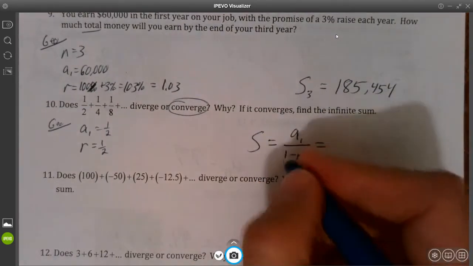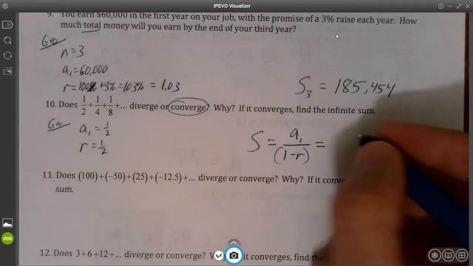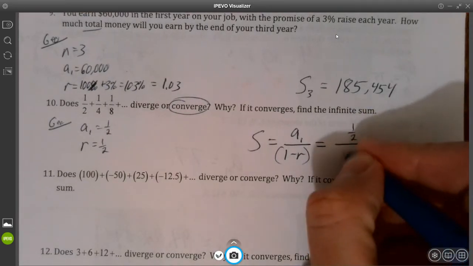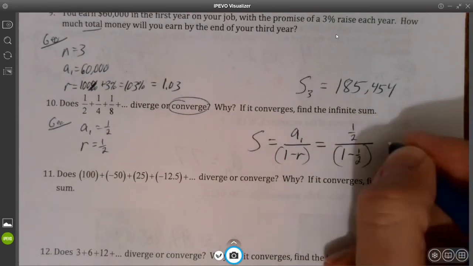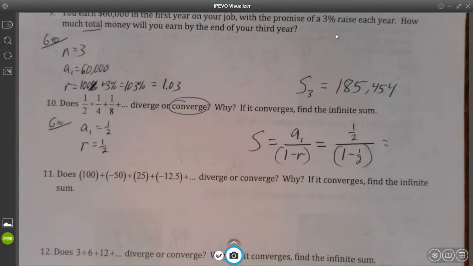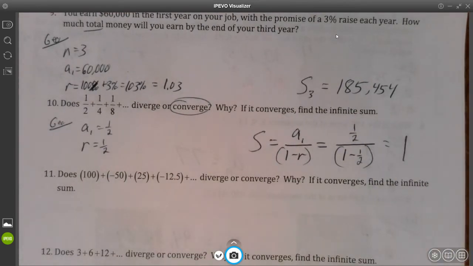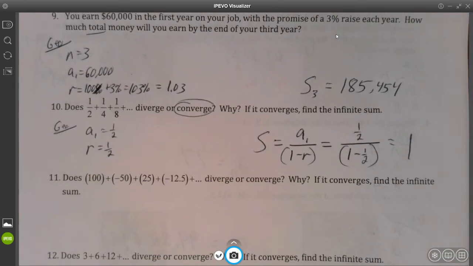And just for the sake of the calculator, I'm going to put parentheses there. So 1/2 divided by 1 minus 1/2. We'll put that in there in the parentheses. And if you were to type that in parentheses, you'd actually get 1. There you go.